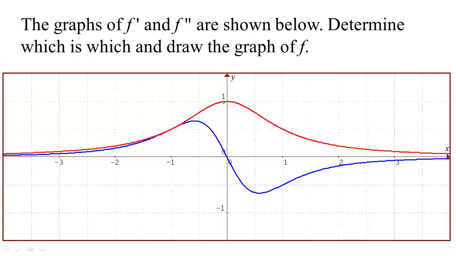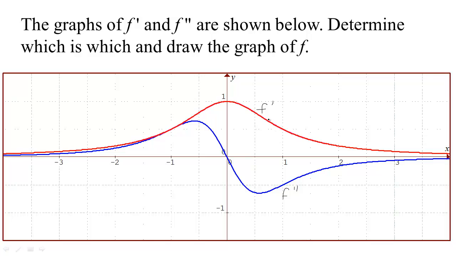Whereas if I look at the red one, if that was f prime, then the derivative here would be 0, and lo and behold, the blue one is crossing through 0 right there, right? In fact, the red one's increasing here, and the blue one is positive. The red one's decreasing here, and the blue one is negative. So it fits better if this is f prime and this one is f double prime. It just doesn't work the other way because of the level spot.